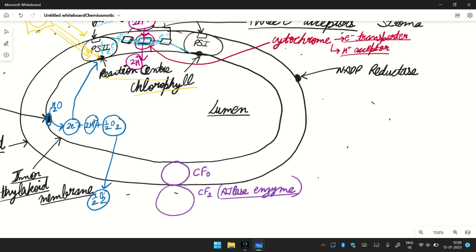So our CF0 and CF1 are proteins. Here they are acting as a channel for the transfer of protons from the lumen to the stroma, because here we have a high concentration of protons in the lumen as compared to the stroma. So these protons are going to be transferred from the higher concentration to the lower concentration with the help of these two particles, which are our CF0 and CF1.